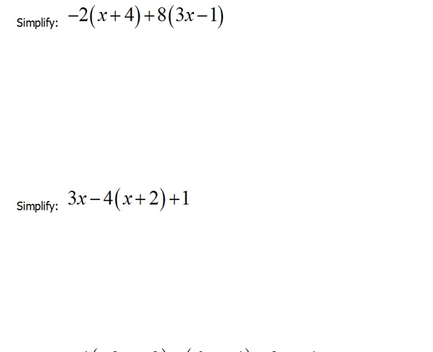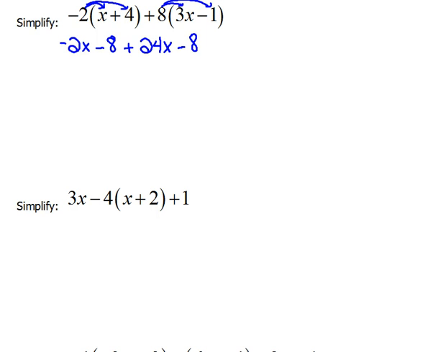Here we have another one that says negative 2 times (x plus 4) plus 8 times (3x minus 1). And again, we're going to have to do some distribution. So the first distribution, negative 2 times x would be negative 2x, and negative 2 times 4 would be minus 8. Now we have to distribute again over here. This is a positive 8 that we're distributing. So positive 8 times 3x would be a positive 24x. And a positive 8 times negative 1 would be minus 8.